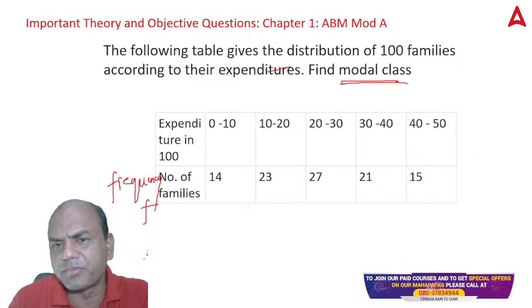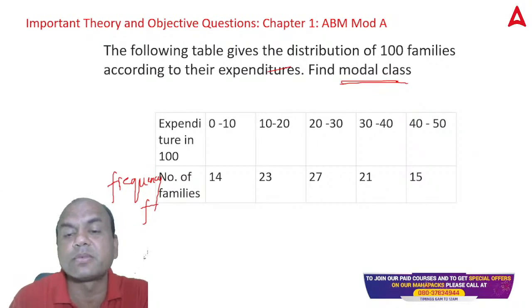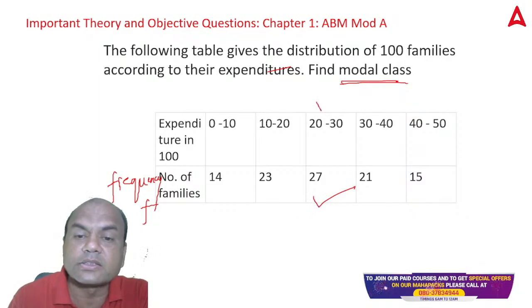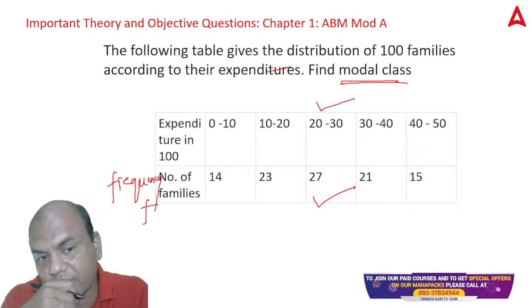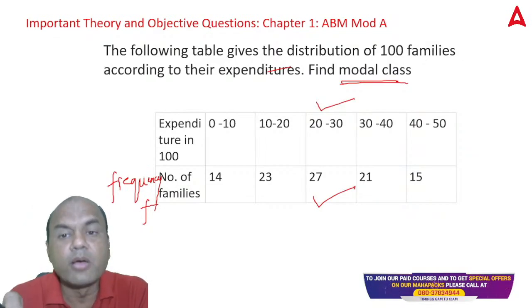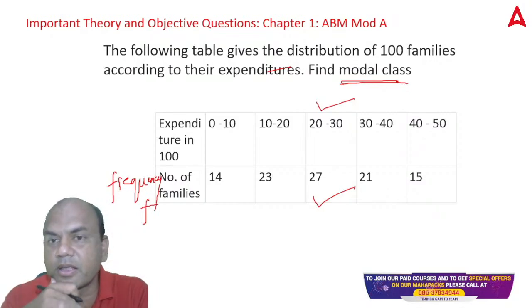Okay, mainly mode. So mode means what? Which is having maximum number of times which is occurring. So who is occurring maximum number of times? 27. So which is the modal class? This is my modal class, right? So this is my modal class. Got it? Simple. Modal class, remember, it's always the maximum number of times which is occurring.